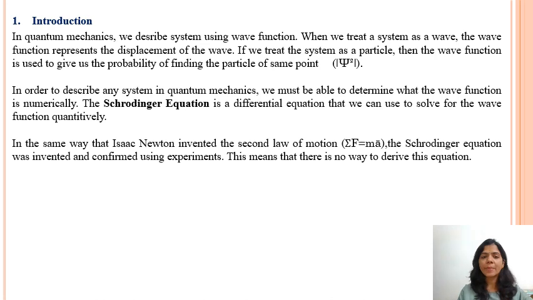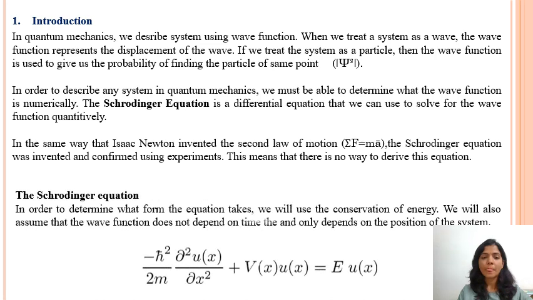In order to describe any system in quantum mechanics, we must be able to determine what the wave function is numerically. The Schrödinger equation is a differential equation that we can use to solve for the wave function quantitatively. In the same way that Isaac Newton invented the second law of motion F equal to ma, the Schrödinger equation was invented and confirmed using experiments. This means that there is no way to derive this equation.